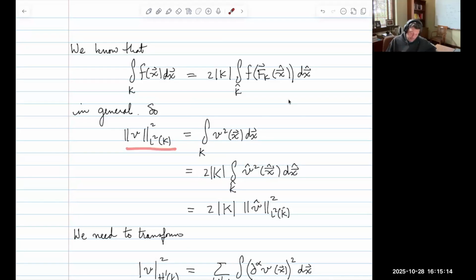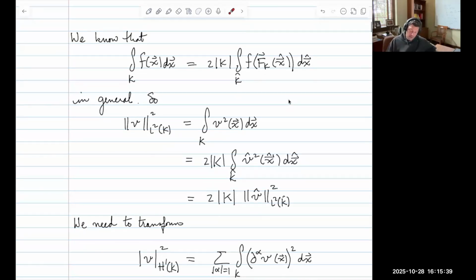So the L2 norm of v squared. And now I have this equality, so I can transform that. That's exactly what it is. L2 norm squared is just that integral. I'm going to transform that to a reference triangle calculation. But notice that this here just becomes the L2 norm squared of v hat on the reference triangle. So this tells me how I have an exact conversion between these two norms.